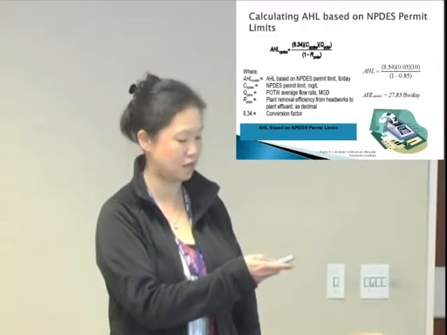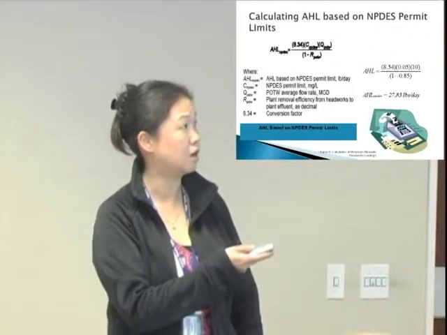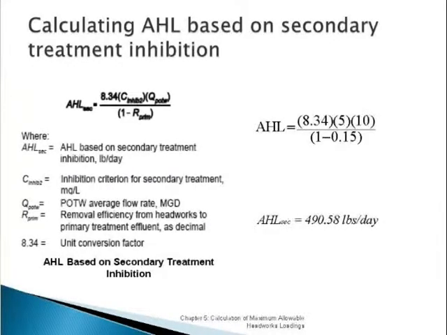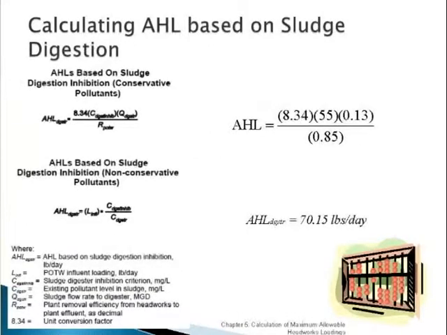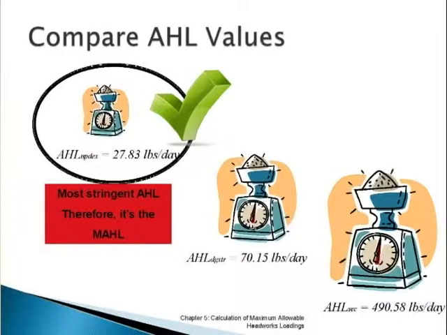And then we do it again for inhibition to the plant. So we plug in all the knowns again. And based on secondary inhibition, the POTW can accept 490 pounds for this pollutant. And then we do it again for sludge. Based on sludge requirements, we calculate a 70 pound per day allowable loading, and then we compare all three numbers. And the most stringent one is the MAHL, maximum allowable headworks loading.